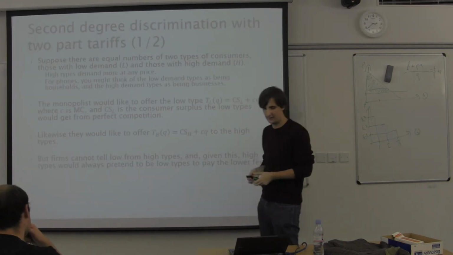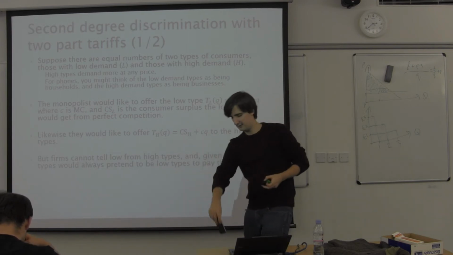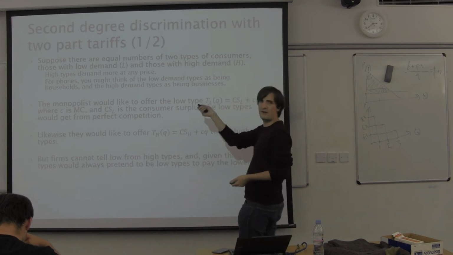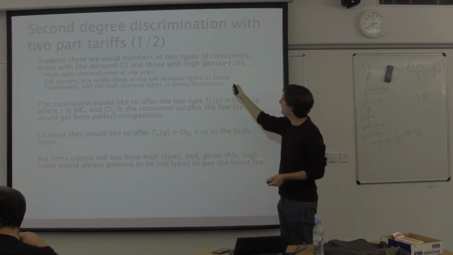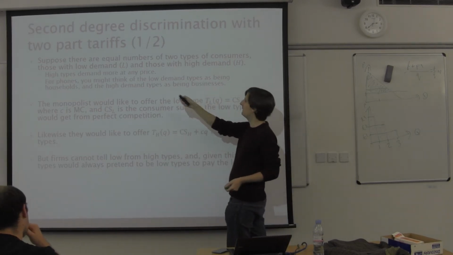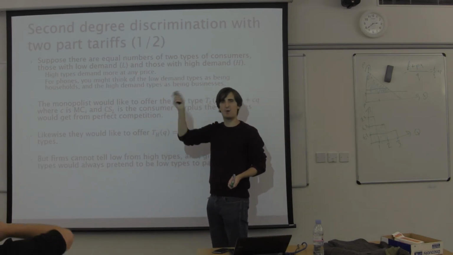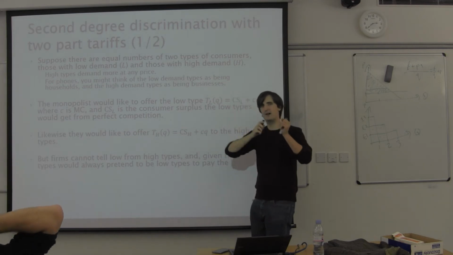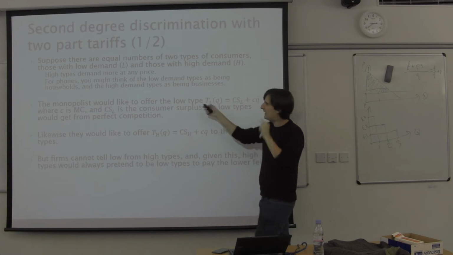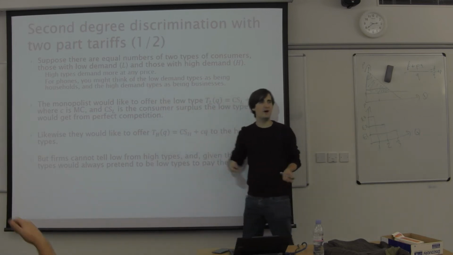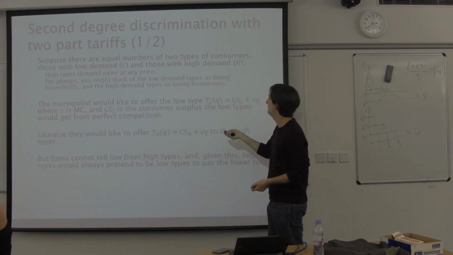So let's have a look at this mathematically. So we're going to code for equal numbers of high-value consumers and low-value consumers. So those with high demand we call H, those with low demand we call L. And the high-value types are going to demand more at any price. Okay, so their demand curve is going to be further out than the low-value ones. So in a mobile phone example, you can think of the high-value types as being business people, talk on the phone all day for work.